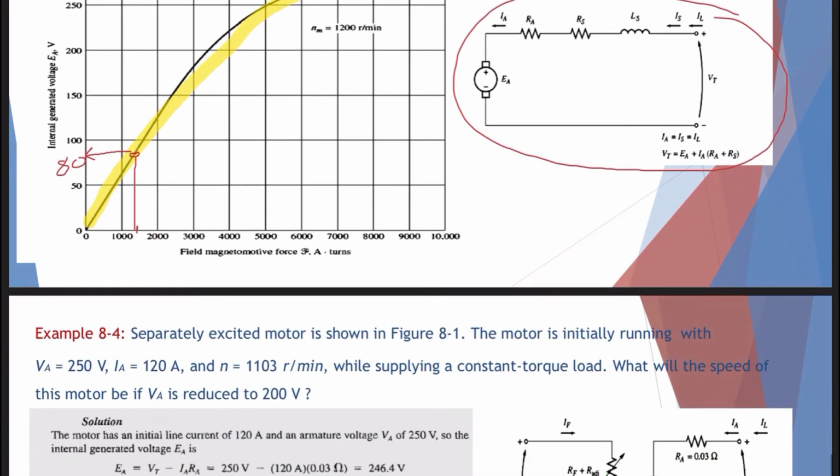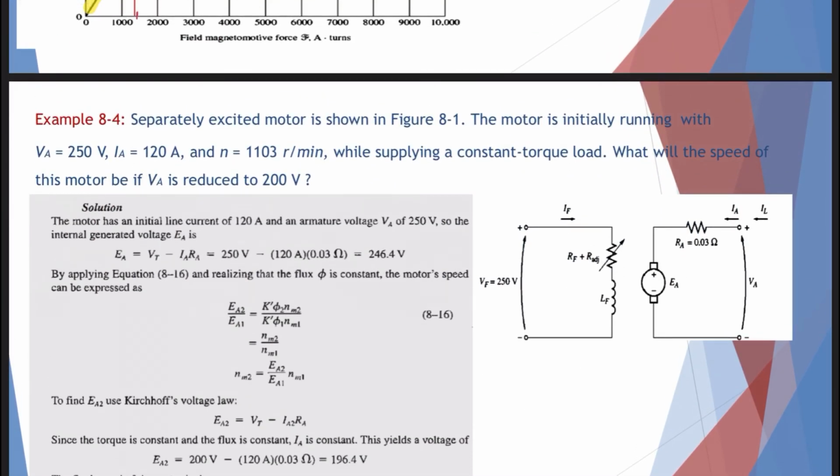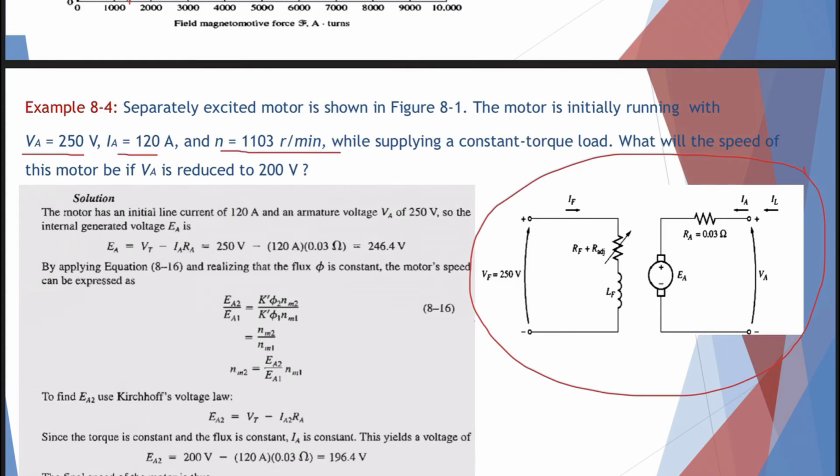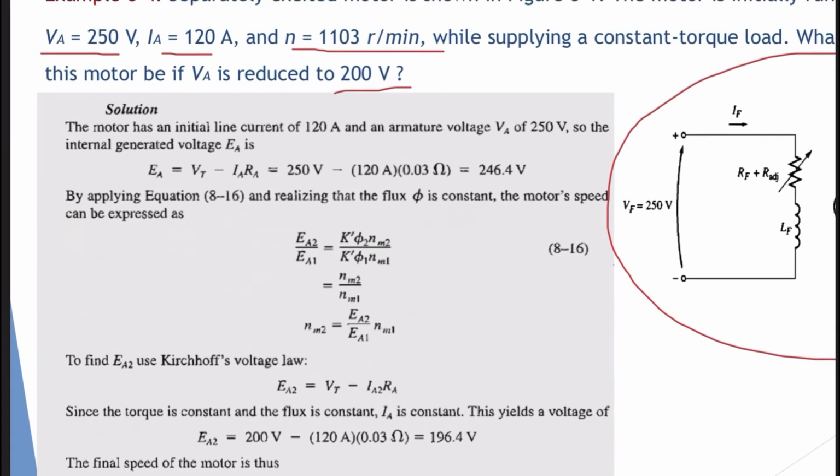Now we will solve one more example for the separately excited motor. Example 8-4. A separately excited motor is shown in figure 8.1. This is the figure here, guys. The motor is initially running with VA of 250 volt, IA of 120 ampere, and a speed of 1103 revolution per minute. While supplying a constant torque load, what will the speed of this motor be if VA is reduced to 100 volt?